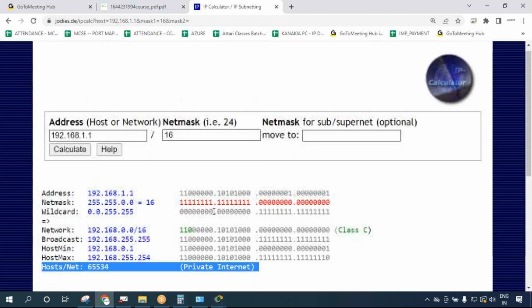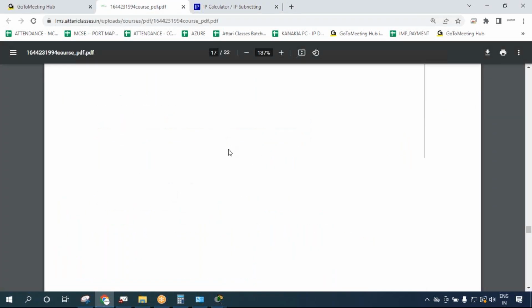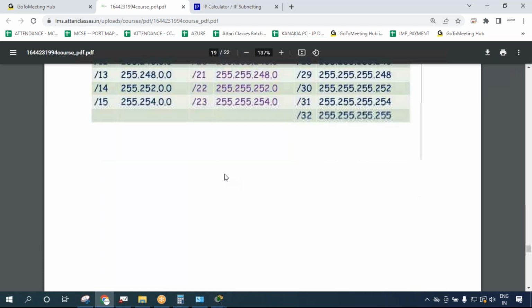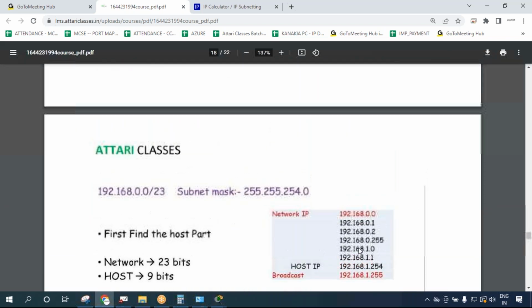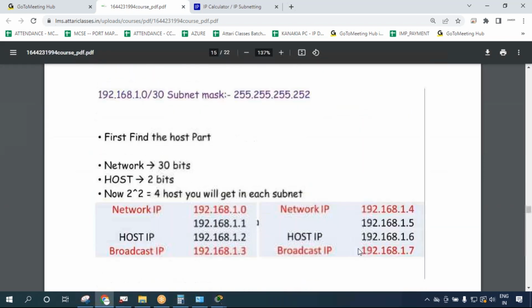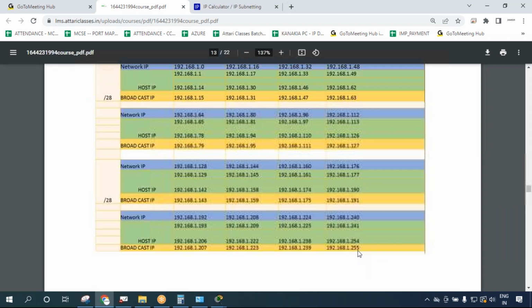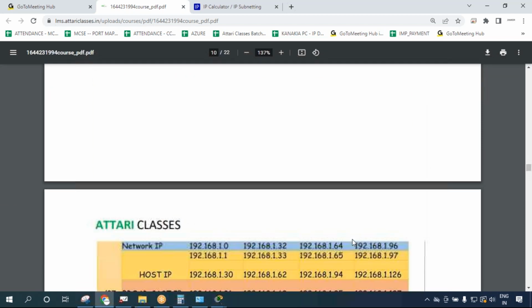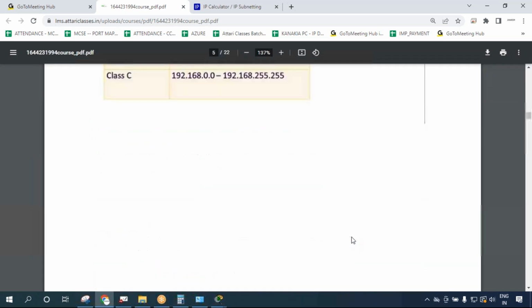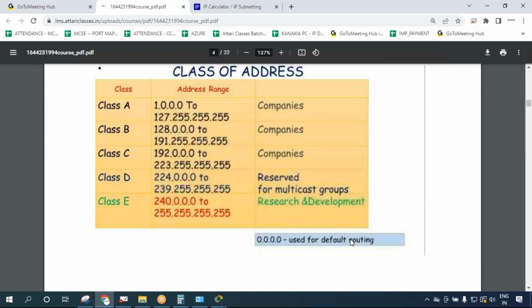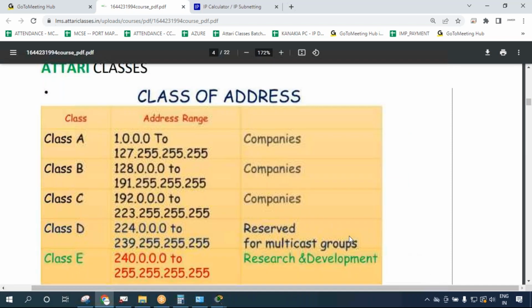Now my dear friends, here I have given all the different kinds of subnet masks. You can have a look. Okay, now coming back, let's see about class of address. Subnetting we have done. Now let's come to class of address.